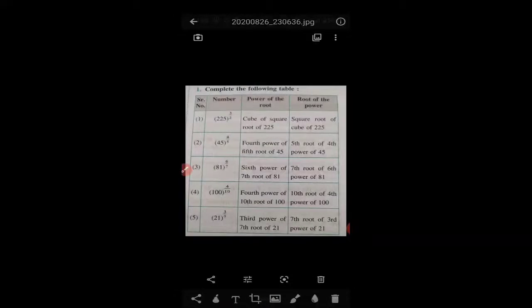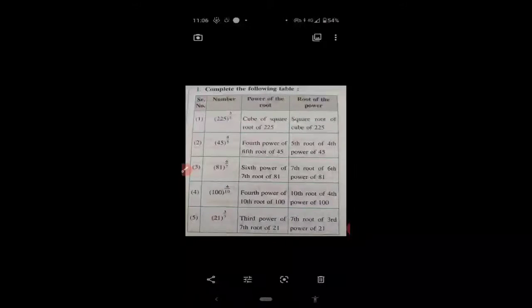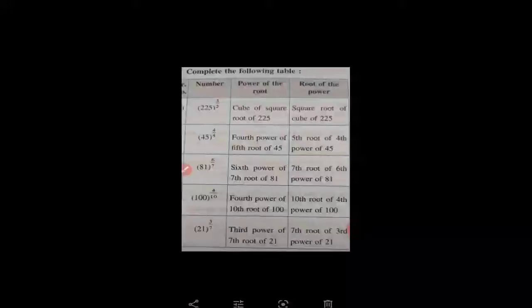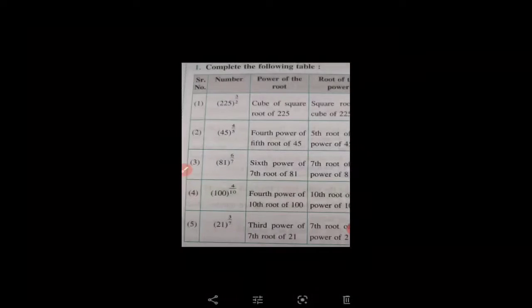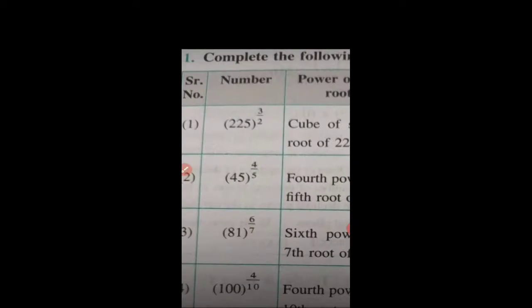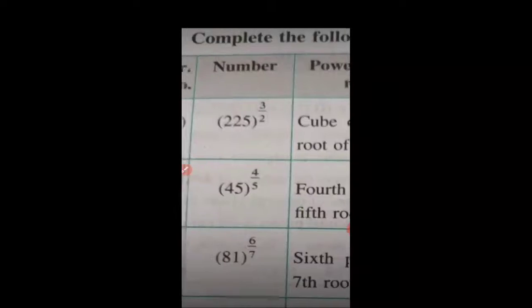Okay. Now we see practice set 3.2. Just see question number 1. Complete the following table. We had completed that. So we see this. The first one is given as 225 to the power 3 upon 2.